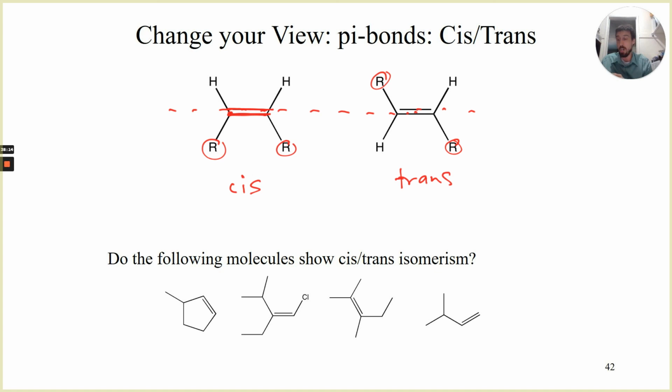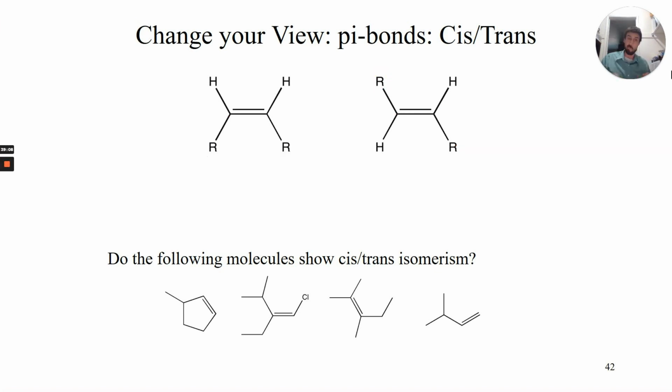So what we need to be able to do is look at a molecule and decide, is this cis-trans thing going to be an issue? We've got 4 examples shown below. You should be able to go through and identify the molecules that allow for cis and trans. When we're asking, do they have cis-trans isomerism, if you rotated the double bond, would you be able to tell a difference between your pre-rotation and your post-rotation?